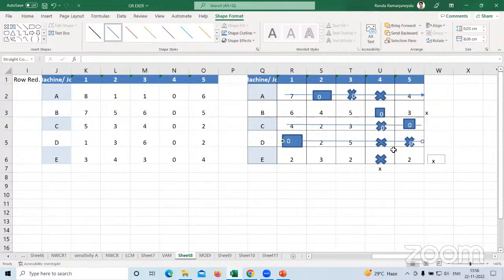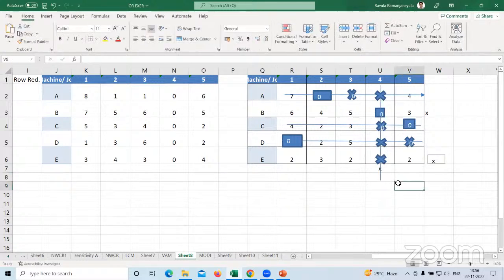Column wise, wherever a tick mark is there, you need to draw a line. We need to draw a line vertically where we marked the tick. Like this, you need to draw a line.